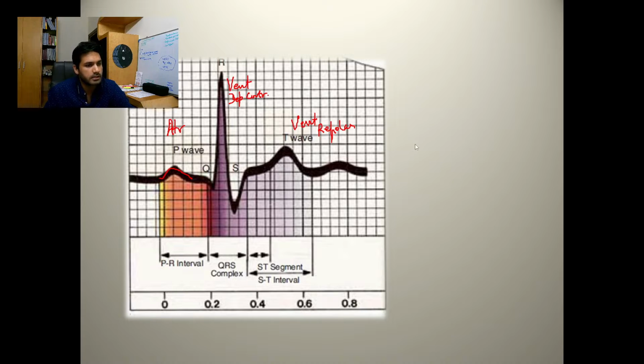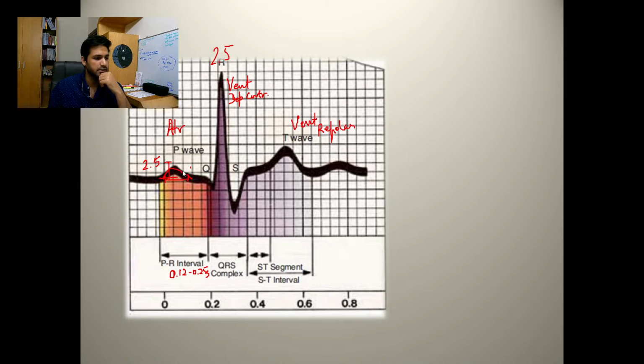Now, the normal measurement for the P wave is about 2.5 small boxes. The width is about 2.5 small boxes, and even the height should be roughly about 2.5 small boxes. Then the QRS complex is also 2.5 small boxes. The PR interval, for example, should be around 0.12 to 0.25 seconds, roughly.